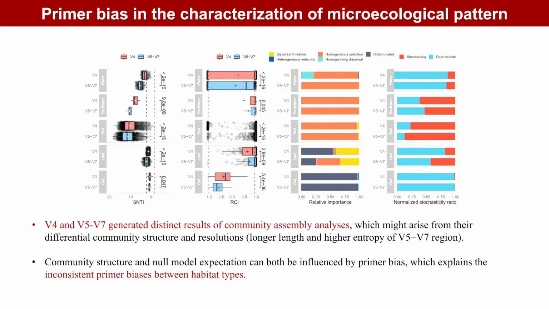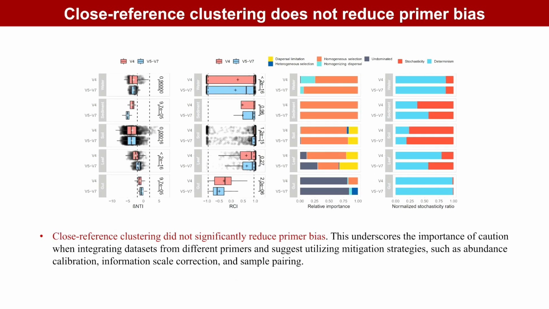Community structure and null model expectation can be both influenced by primer bias, which explains the inconsistent primer biases between habitat types. Furthermore, we found that closed reference clustering did not significantly reduce primer bias. This underscores the importance of caution when integrating datasets from different primers and suggests utilizing mitigation strategies, such as abundance calibration, information scale correction, and sample pairing.